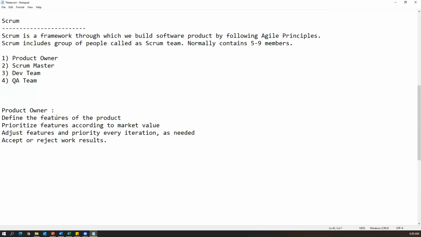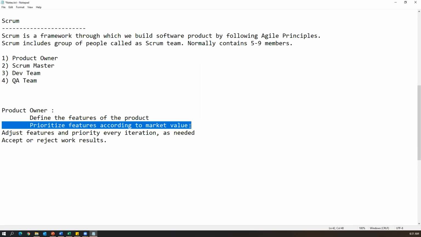What will he do? The product owner basically defines the features of the product. The product owner is an actual person who will write the features of the application, and he's the person always in contact with the customer. He will get the inputs or requirements from the customer, and he will take care of defining all the features of the product. That's one of the main responsibilities of the product owner. He's a separate role, guys, a separate designation.